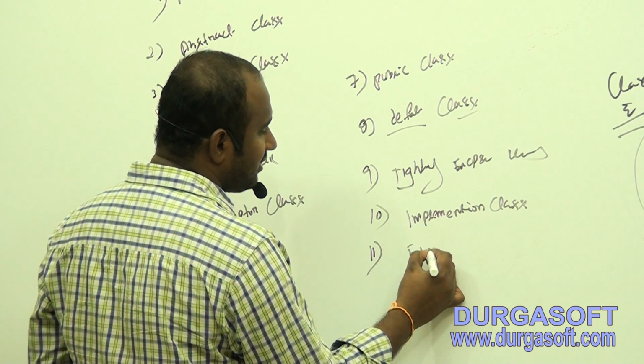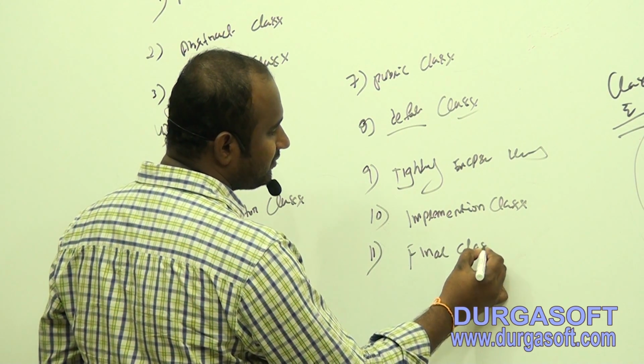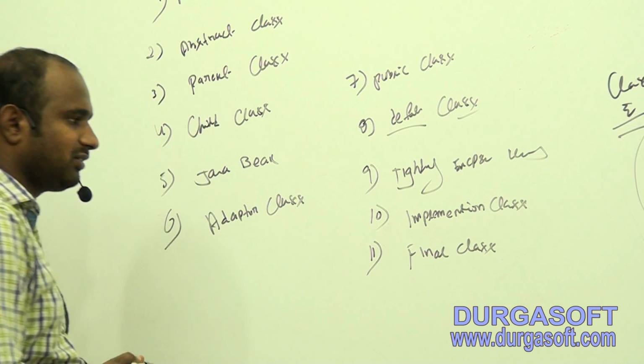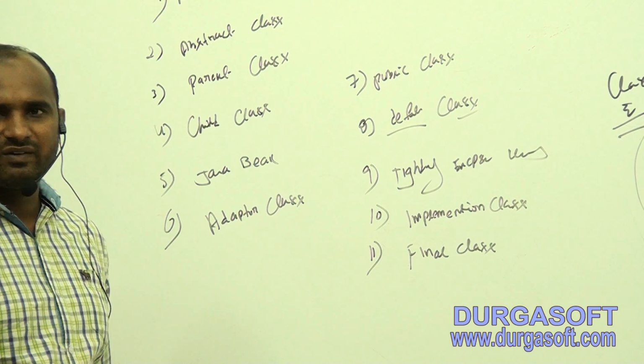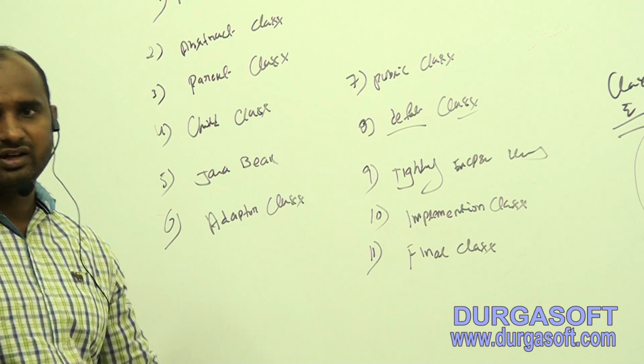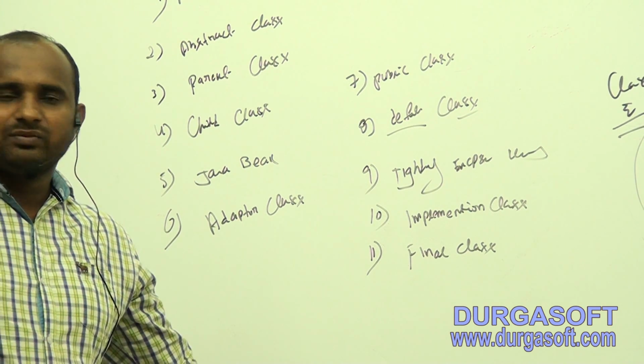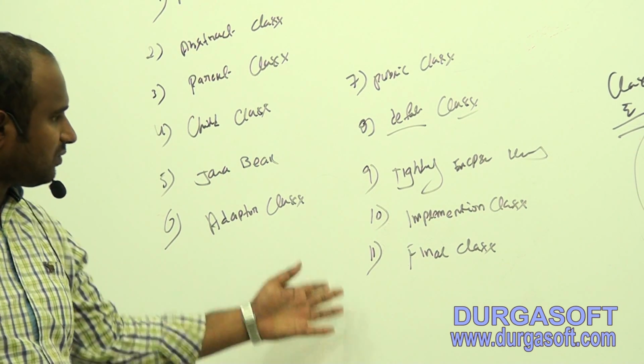Number 11, final class. Tell me, what do you mean by final class? We cannot extend final classes, right? To prevent the inheritance concept, I declared the final modifier. Final classes mean we cannot extend. That is the 11th one.